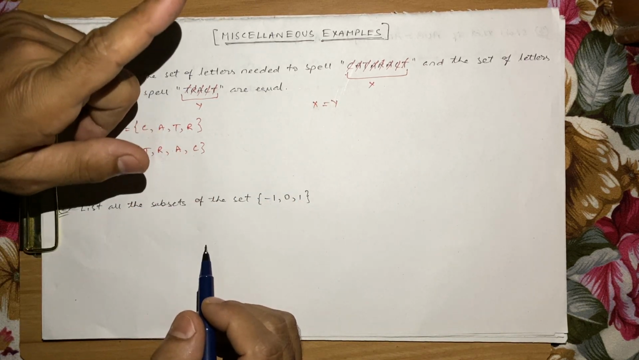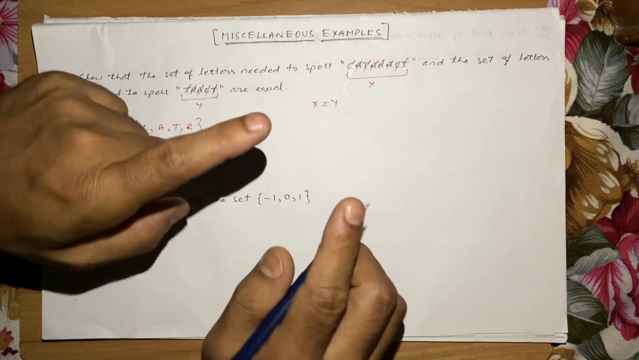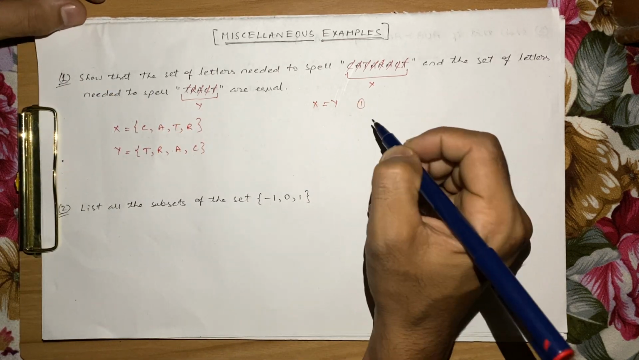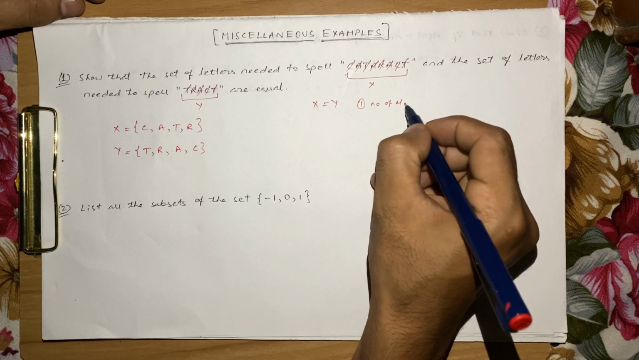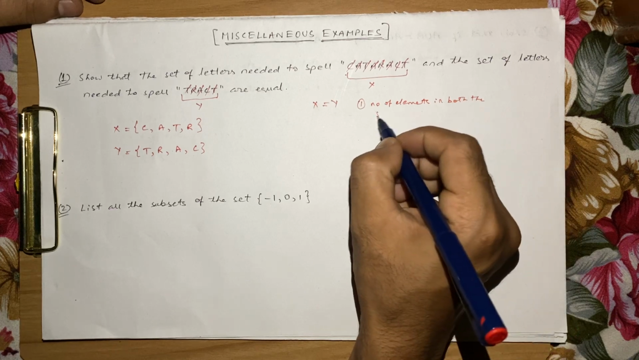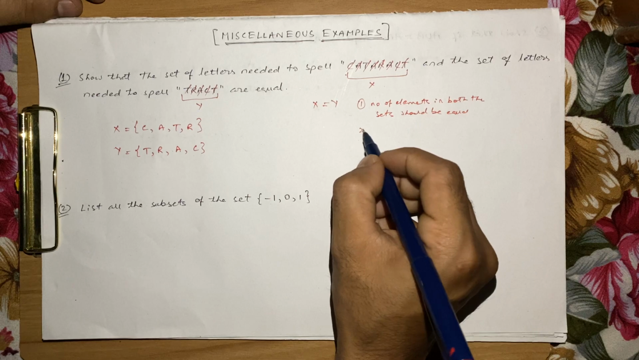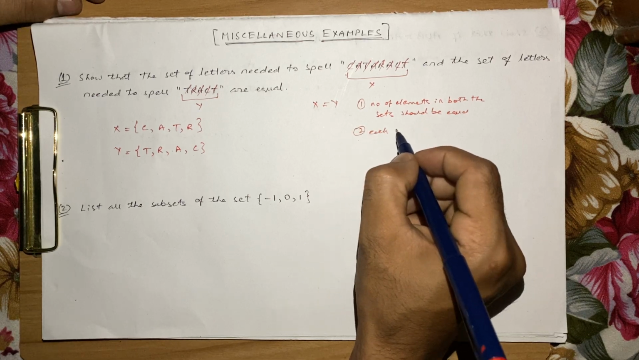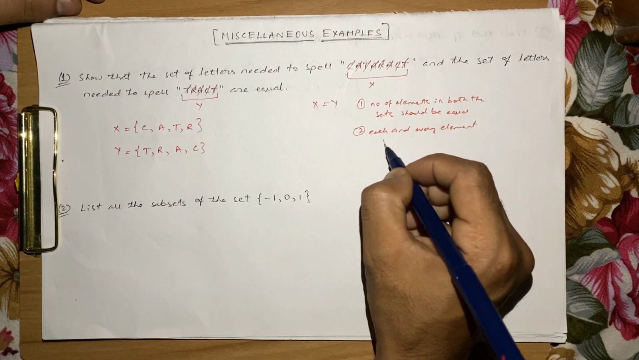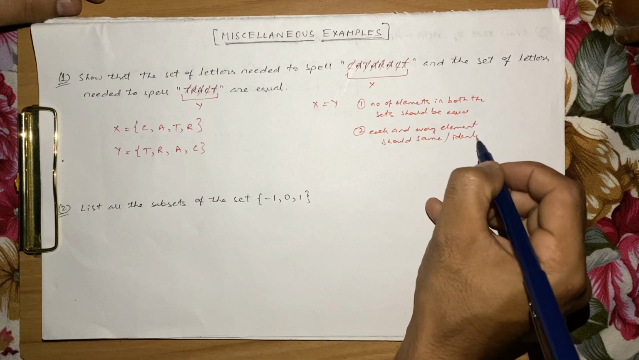Now if you go back to the theory of equal sets, when you have two sets and you need to claim that both the sets are equal, then there are two conditions that need to be fulfilled. The first condition is that the number of elements in both the sets should be equal. And number two is that each and every element should also be the same, or you can say identical.